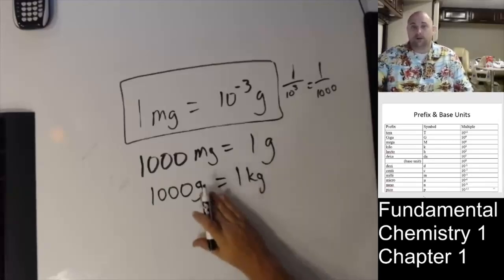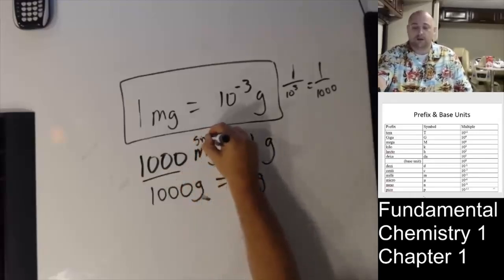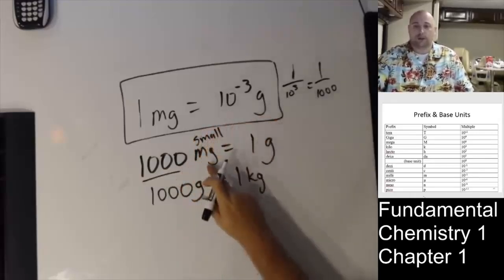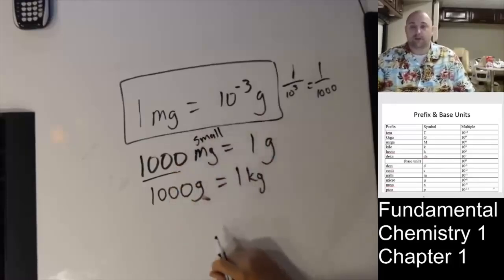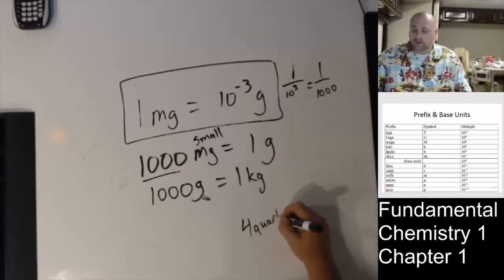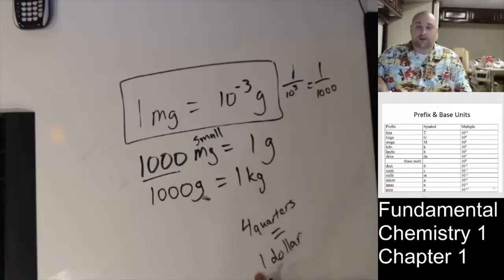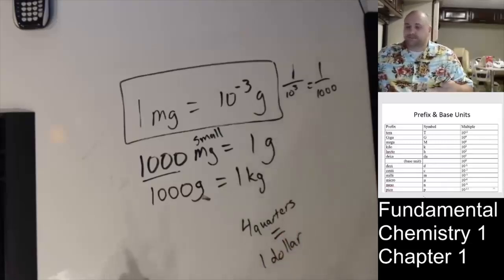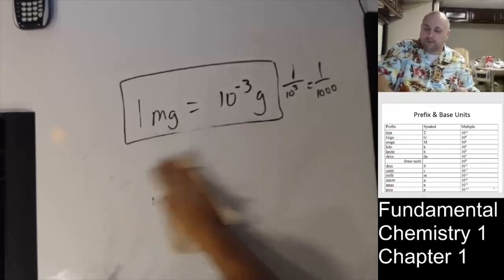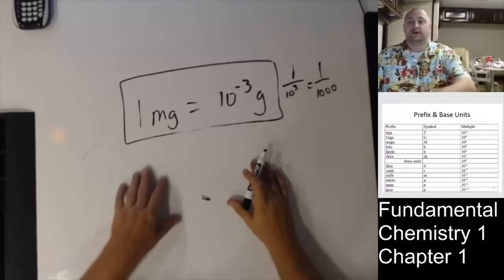Now, if you're going to do it this way, the big number goes with the smaller unit. So milligrams is smaller than grams, so the big number goes there. Just like 4 quarters equals $1. $1 is bigger, so it has the smaller number. That's how you handle that system. But this direct substitution, this is the way to do it.